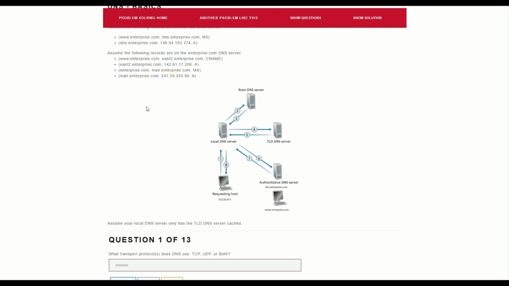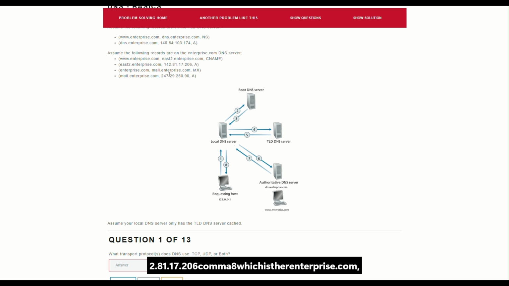In here there is www.enterprise.com, east2.enterprise.com, CNAME as the RR. Then there is east2.enterprise.com, 142.81.17.206, A, which is the RR. Then enterprise.com, mail.enterprise.com, and then MX, which of course is the RR. So name, value, RR: mail.enterprise.com, 247.29.250.90, A as the RR.